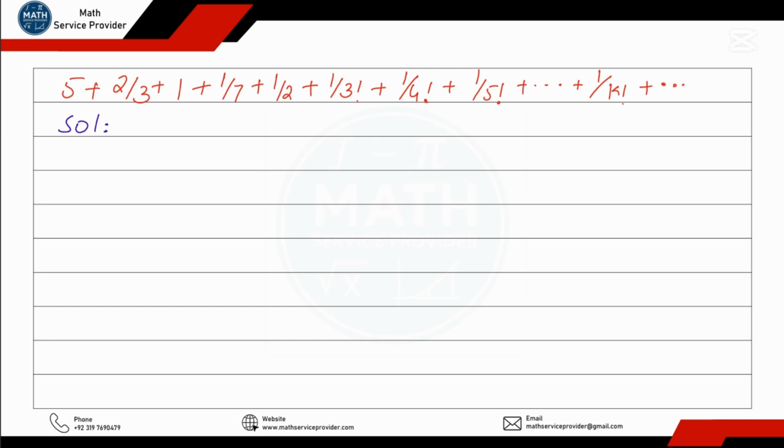So what will we do? We will just ignore the first four terms and take the remaining terms. Because the convergence of a series is not affected by adding or subtracting the first few terms in the series. So that is why I will ignore the first four terms and take the remaining terms.